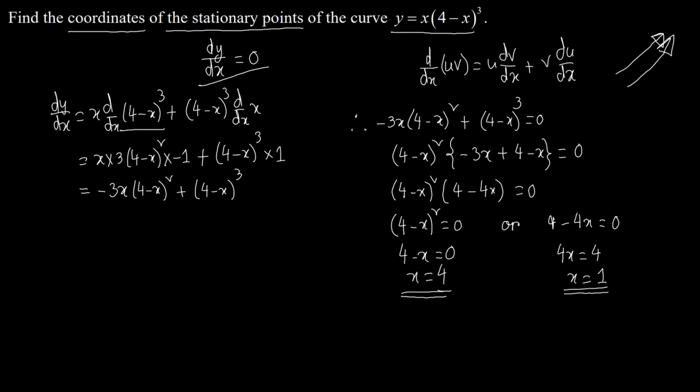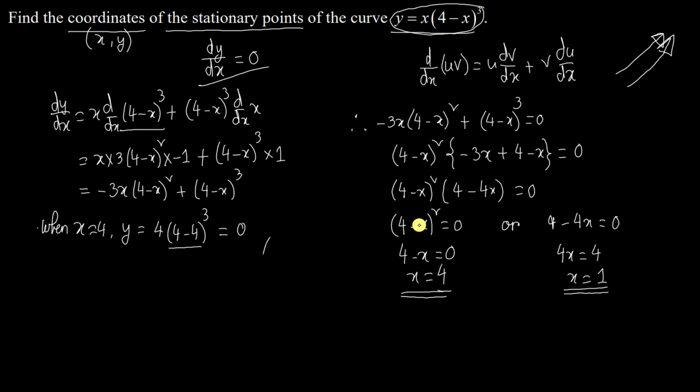Now our target is to find the y coordinate, because coordinate means we need to find the x and y value both. We got the x value only. When x equals 4, let me find the y value, then y equals, we need to apply the main equation. This is our main equation to get our y value, which is 4 into (4 minus 4) whole cube. So actually inside it is 0, so 0 into 4 becomes 0. So one coordinate of the stationary point is 4 comma 0, this is our full coordinate.